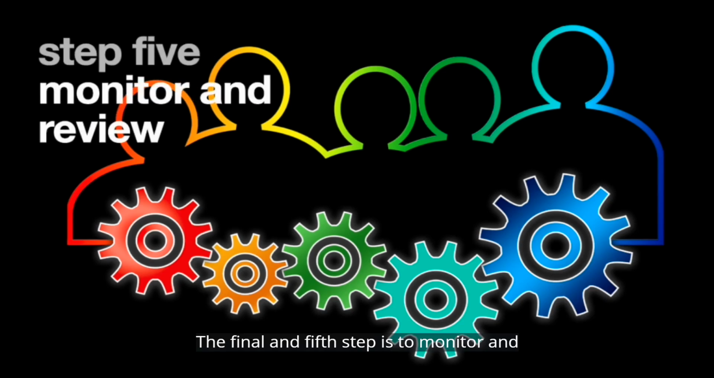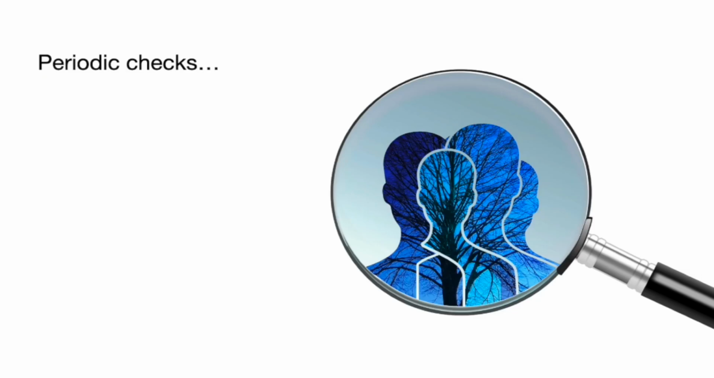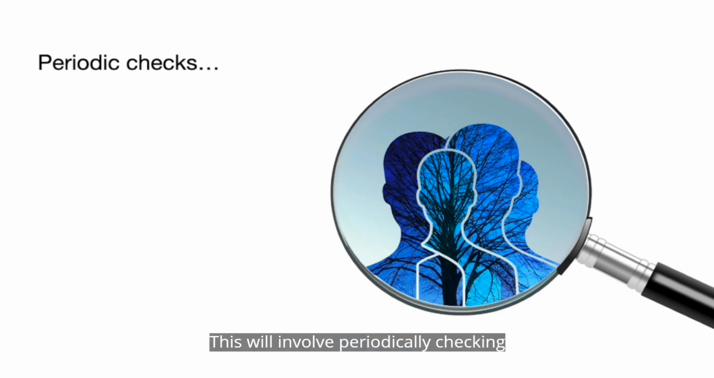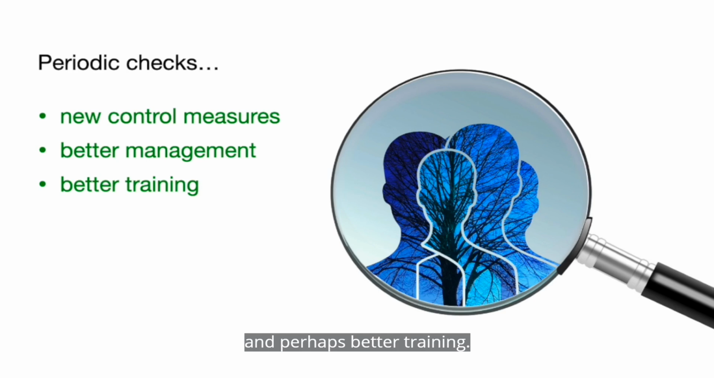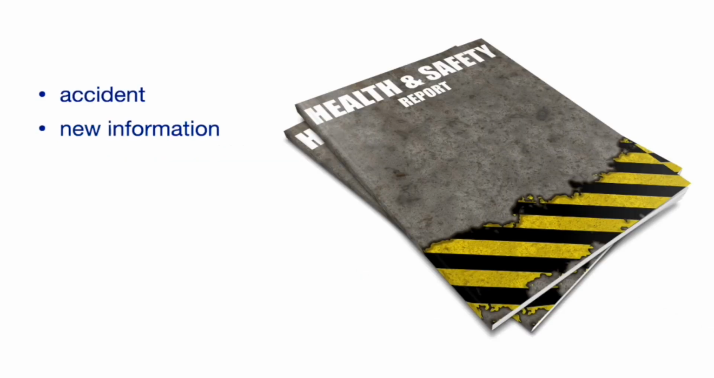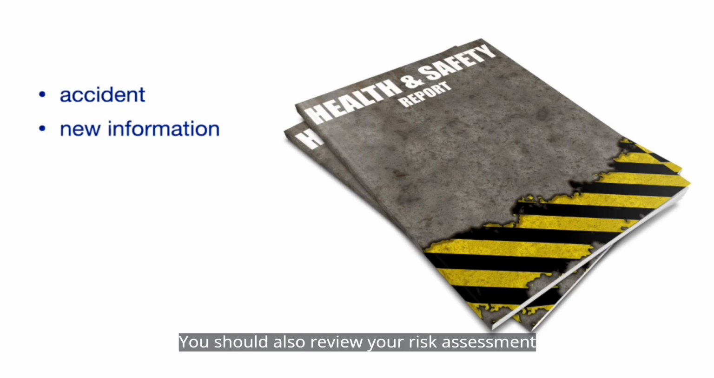The final and 5th step is to monitor and review your risk assessment. This will involve periodically checking that control measures you have implemented are being used properly and that they are effective. Any shortfalls should prompt a review of the risk assessment and possibly result in new control measures or better management of the ones you already have in place, and perhaps better training. You should also review your risk assessment if there's an accident or if new information about the hazard or activity becomes available.